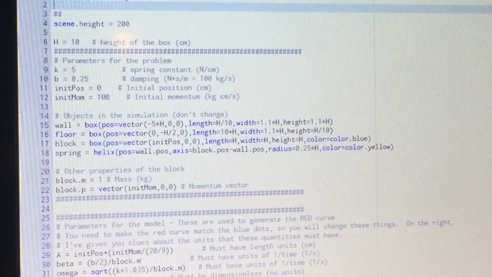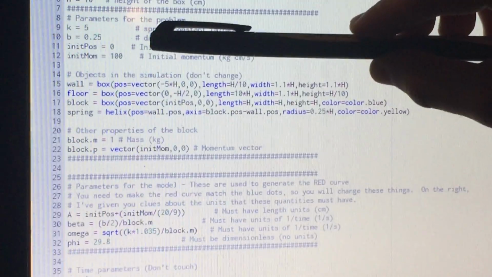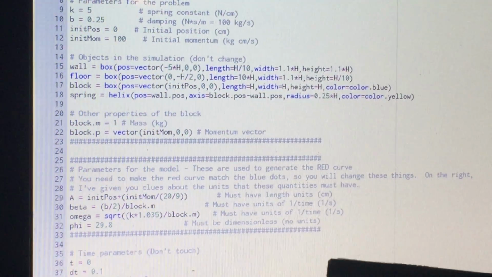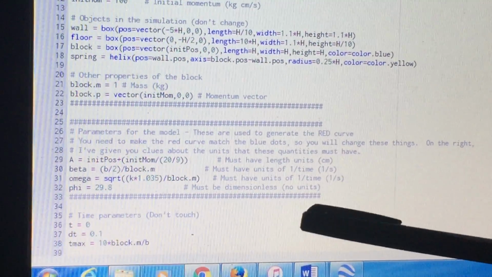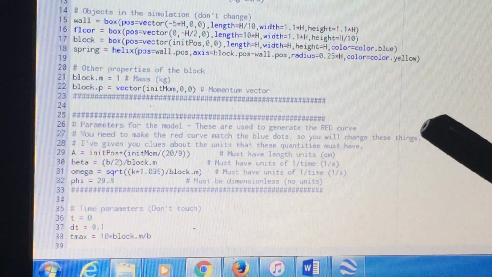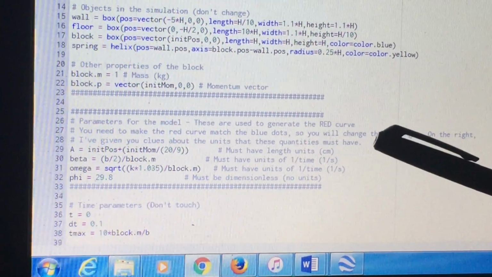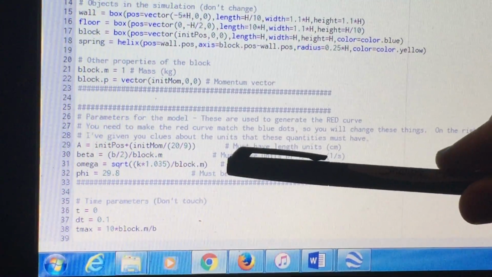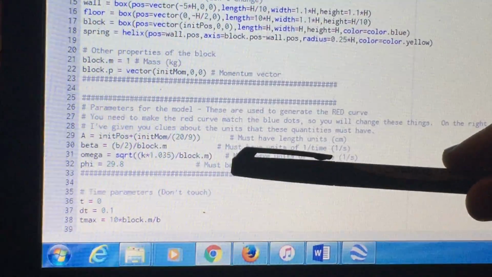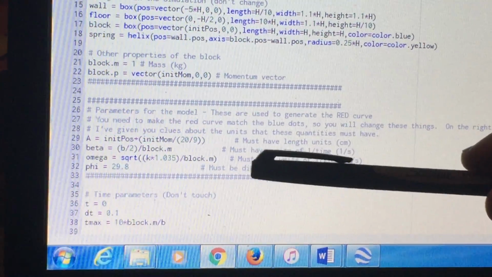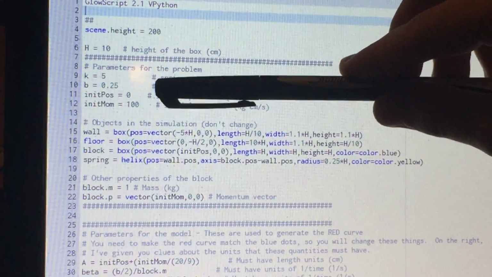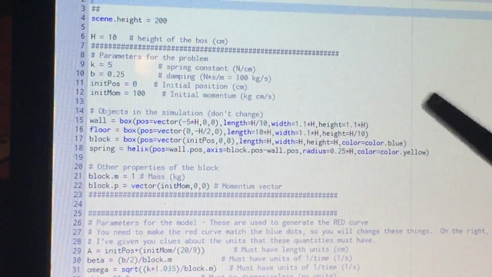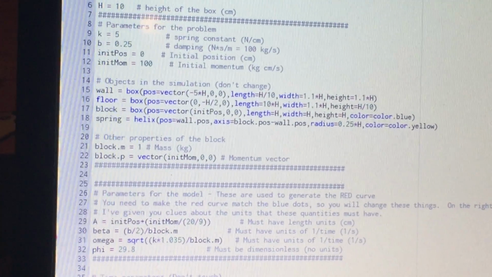For scenario number 2, the A coefficient is equal to the x initial plus the initial momentum divided by 20 over 9. The beta is equal to the dampening coefficient divided by the mass of the block. The omega is equal to the square root of the spring coefficient times 1.035, all divided by the mass of the block. The phi value is 29.8. And this is for the scenario where the x initial is 0 and its momentum is at 100 kilograms centimeters per second.